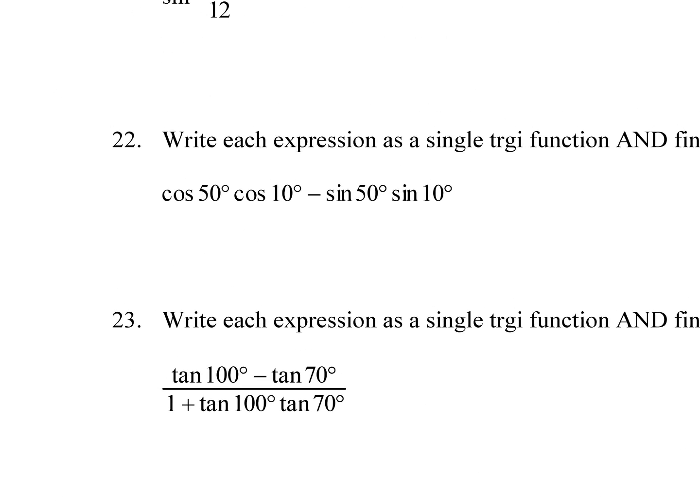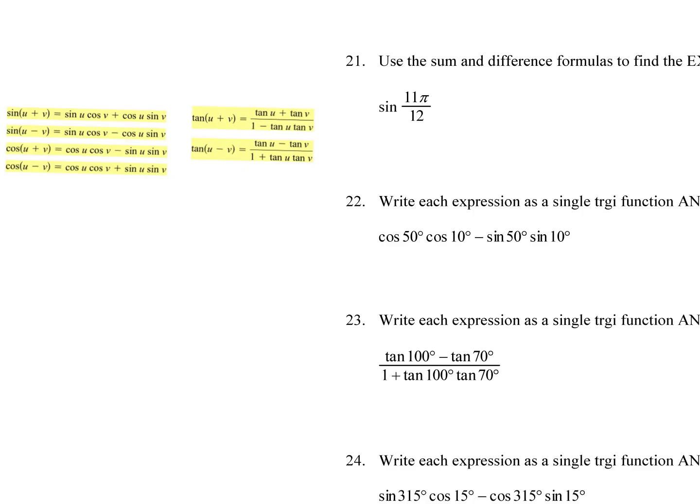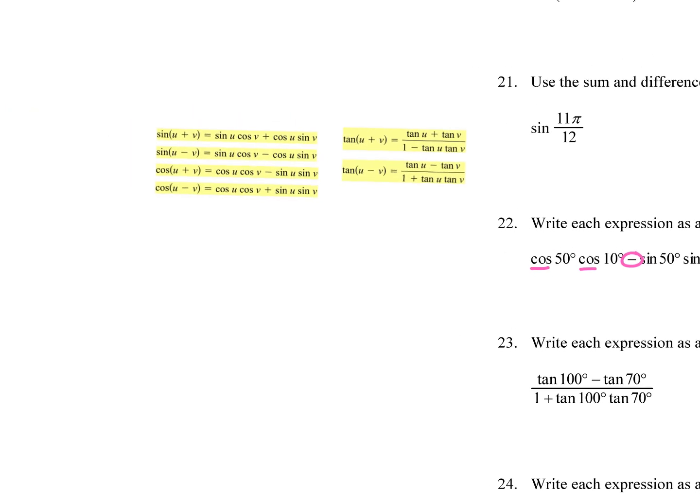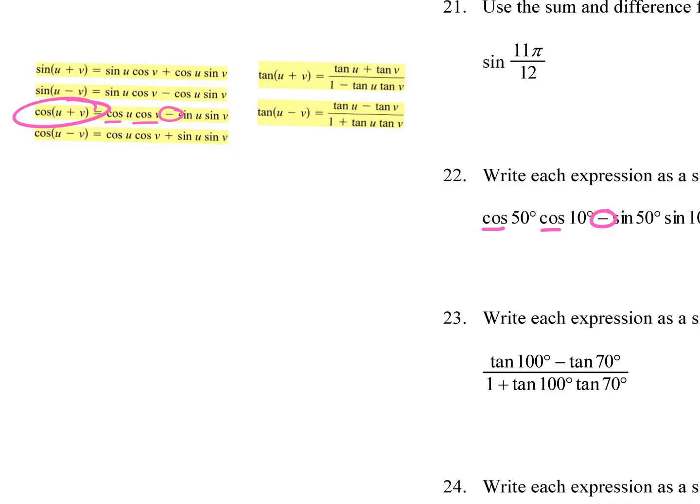So looking at 22, we're going to use our sum and difference formulas here. So for 22, our question goes cosine, cosine, minus. So we want to see which sum and difference formula goes cosine, cosine, minus. So cosine, cosine, minus would be the third one. So it's cosine of u plus v. So the first number is going to be our u, the second one's our v. So cosine of 50 plus 10 would be cosine of 60. So we're looking for the cosine of 60.